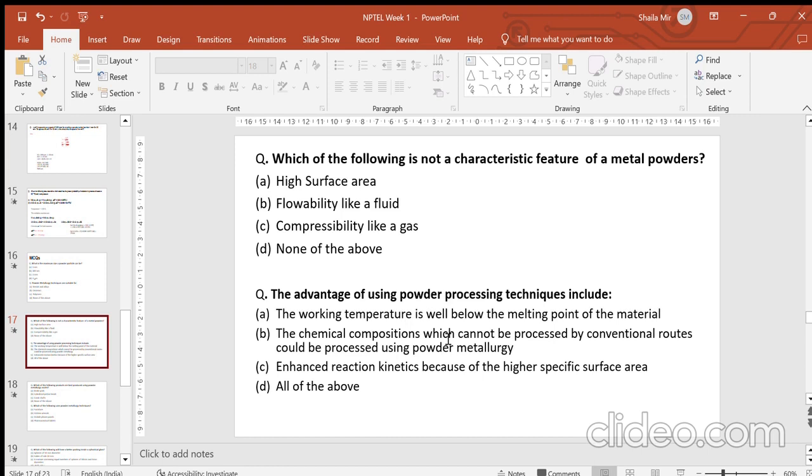Now, the next question is: which of the following is not a characteristic feature of a metal powder? High surface area, flowability like a fluid, compressibility like a gas, or none of the above. So you have to say which is not a characteristic for a metal powder. You have a metal and you have its powder. None of the above. Do you think that it has a high surface area in comparison to, for example, a ceramic or a brittle material?